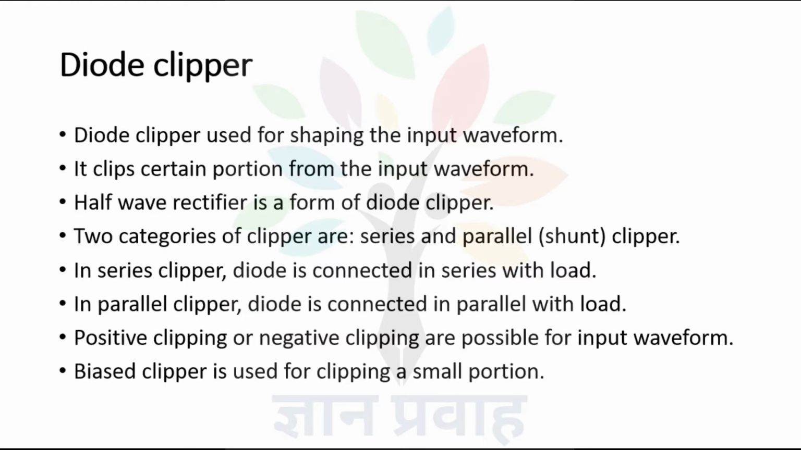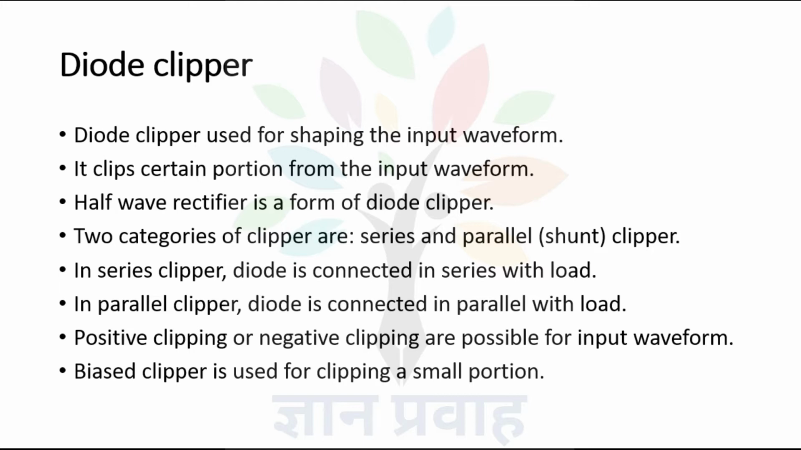Diode clipper. A diode clipper is an electronic circuit which is used to clip a certain portion of the input waveform. So a half-wave rectifier circuit is the simplest form of diode clipper circuit, where we have clipped off one half, either the positive half or the negative half.